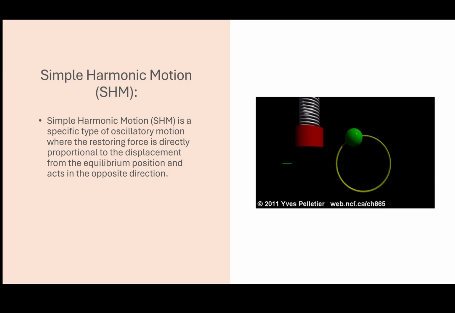So we're trying to describe the motion in a simple harmonic system. Simple harmonic motion is a specific type of oscillatory motion where the restoring force in the system is directly proportional to the displacement from the equilibrium position and acts opposite to the direction of the oscillation. So we're going to be speaking about those types of things.